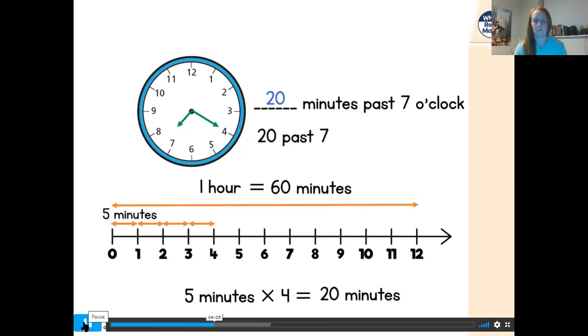So that time is 20 minutes past 7 o'clock, or people tend to say a bit more briefly than that, 20 past 7. Again, if we were looking at a digital clock here, we would write this time as 7:20. 7:20 on a digital clock is the same as 20 past 7. Just to remind you, and like I said, we'll go over it again.